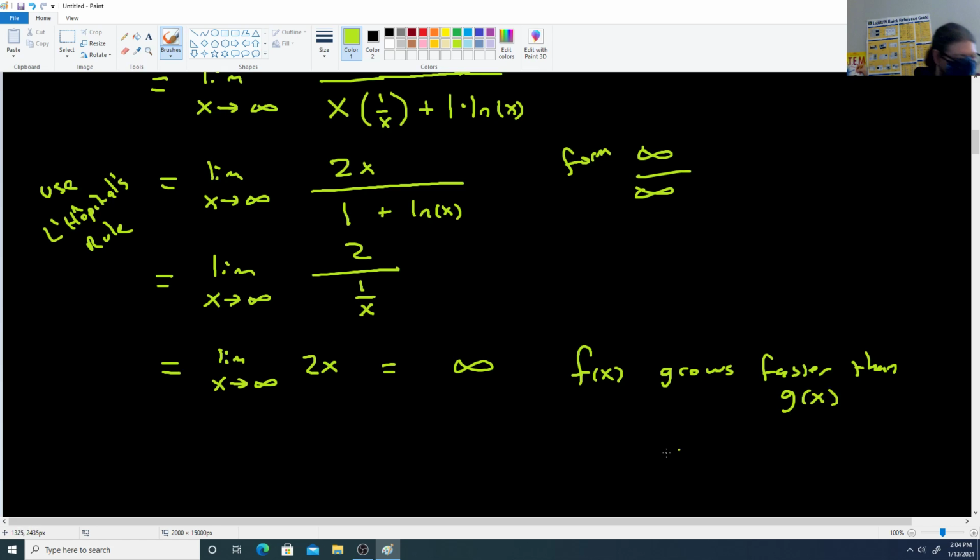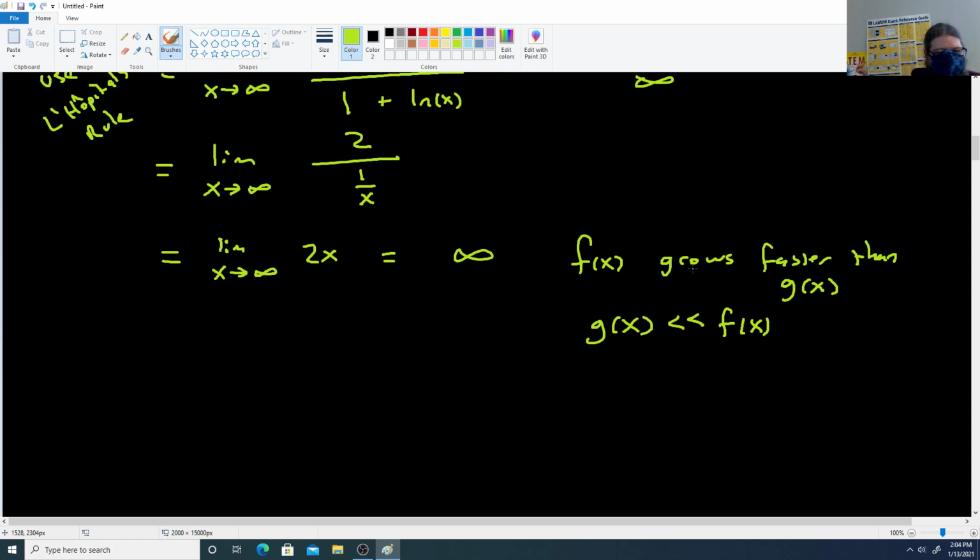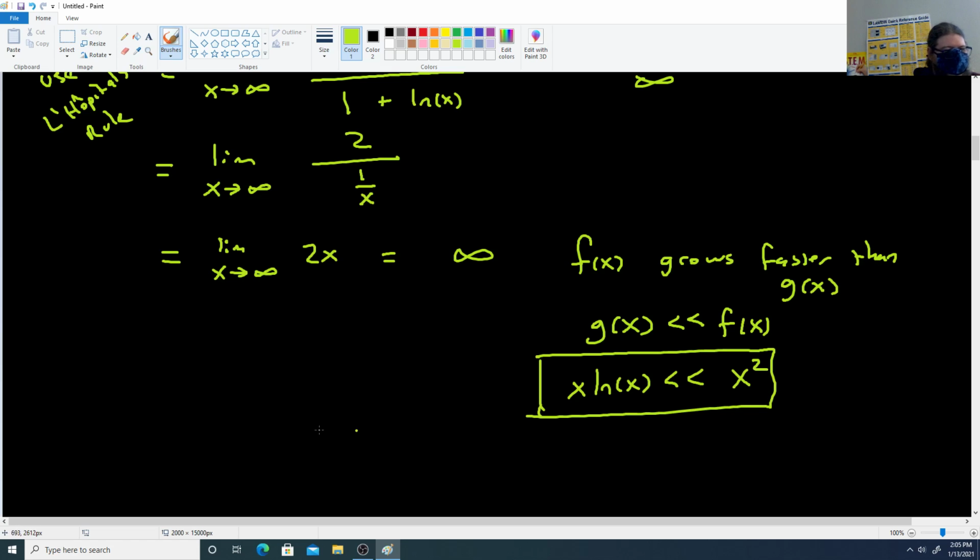And a way in symbols we could write that, so that you don't have to write it out each time, you could put this double less than: g of x much less than f of x means the g of x function grows slower than f of x, or you could say f of x is growing faster than g of x. And if we write it back to what they actually were, x natural log of x grows slower than x squared, or we could say x squared grows faster than that. So we got our answer down here.